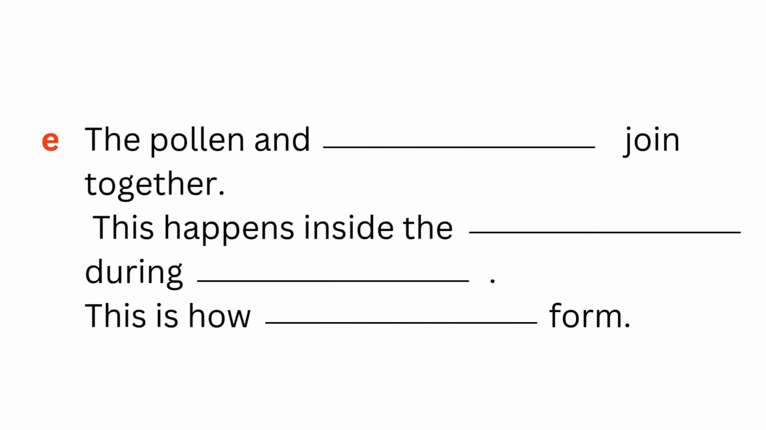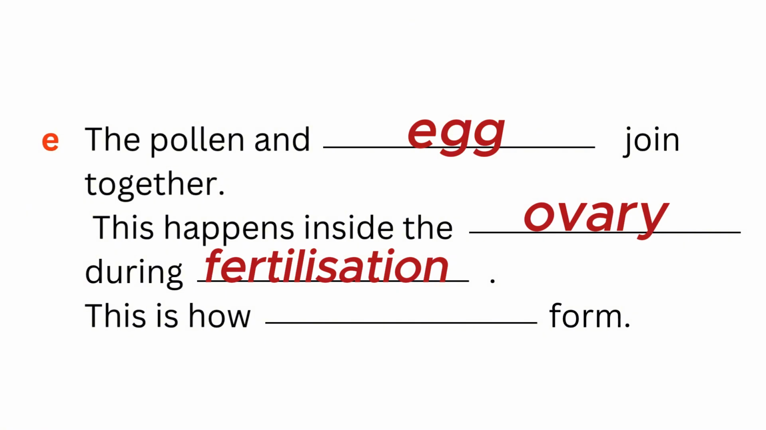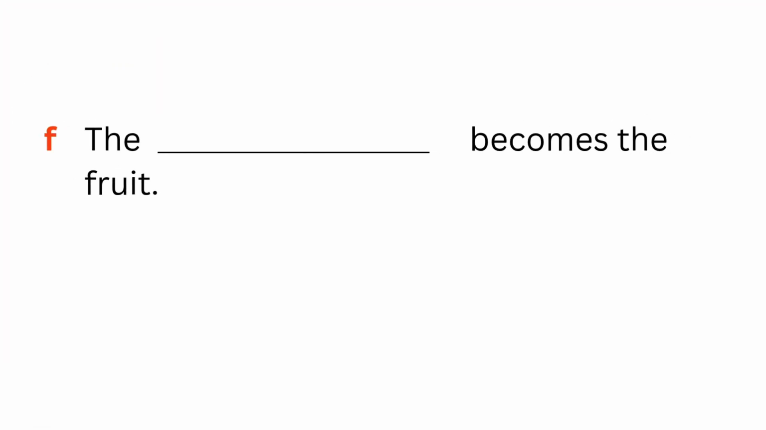E. The pollen and egg join together. This happens inside the ovary during fertilization. This is how seeds form. F. The ovary becomes the fruit.